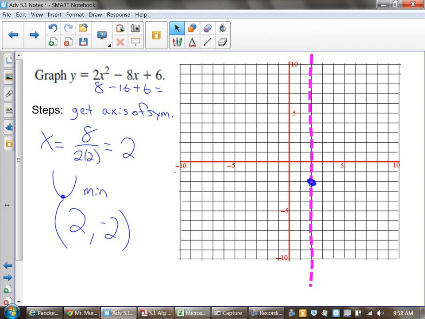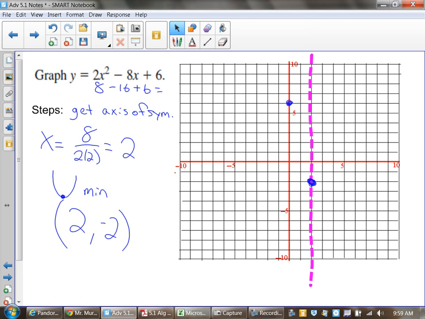We know it's got to open upward, so now what you do is you plot a couple of what are called symmetric twins. Here's what I mean by that. What if x is equal to 0? What's your value for y? 6. If x is equal to 0, 0 minus 0 plus 6 is 6. Do you agree? So that means at 0, it's 6.